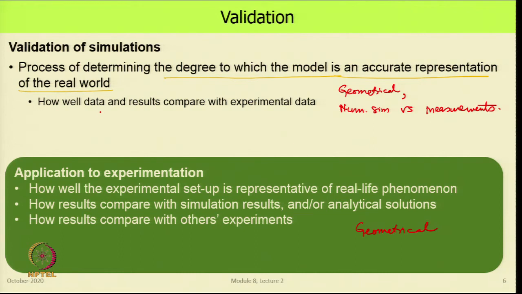So, that is what it is, how well the numerical results and the data compare with experimental data. So, this is what would be the case of validation of simulations. Now, let us see what we mean, if at all, by saying validation of experiment.